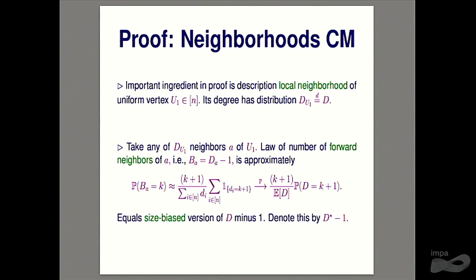Now, I've written here in probability, think of the setting where the degrees are IID. Then indeed this converges in probability. In fact, it even converges almost surely. Okay?